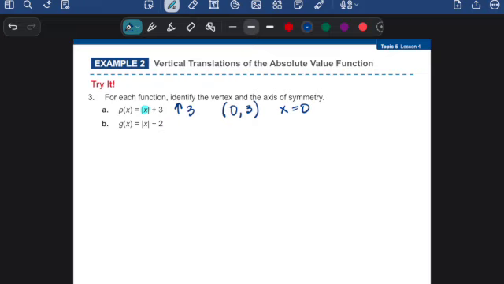For part B, again, we're not changing the input. We're making a change to the outside of the parentheses. This time we're shifting the graph down 2 units. We're changing the output and subtracting 2 from each y value. So the vertex would still be at 0, comma, but instead of being at 0, 0, we've subtracted 2 from the output, or from the y value, so now our vertex will be at negative 2. The axis of symmetry still is on the y-axis at x equals 0. So we're just moving vertically up or down.